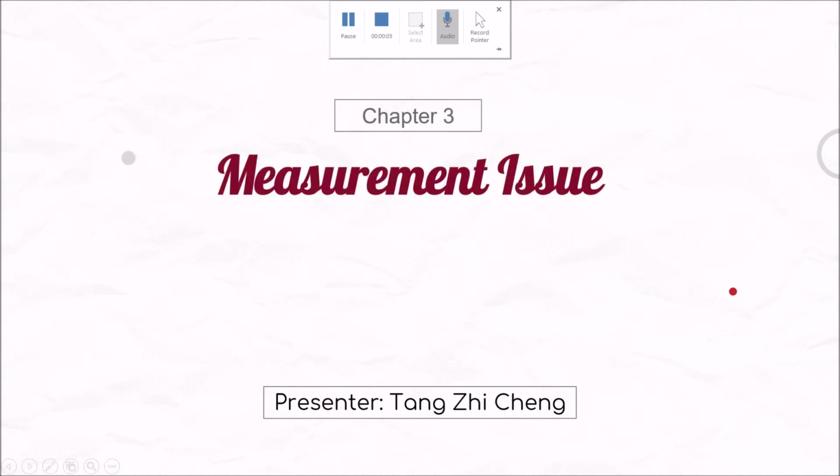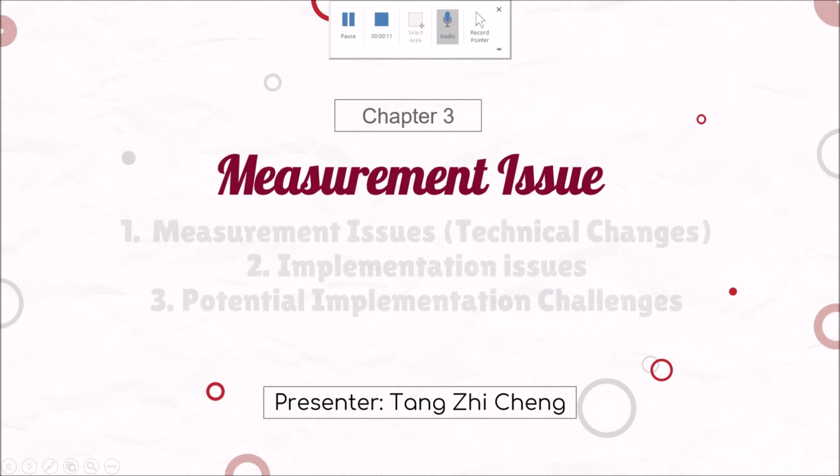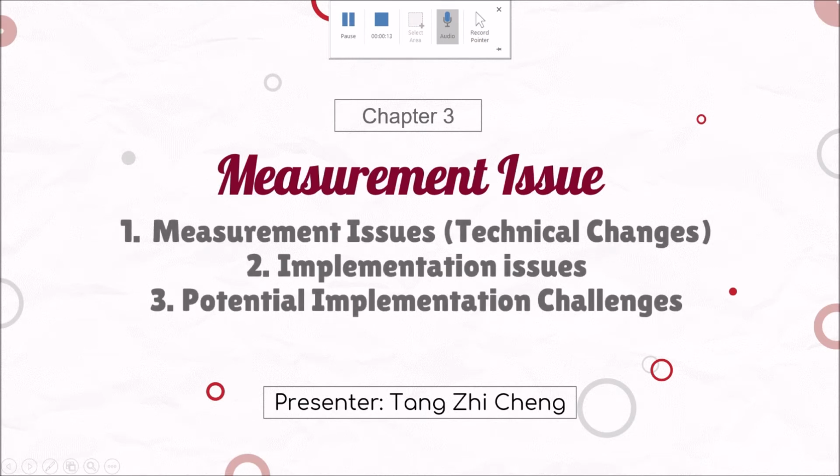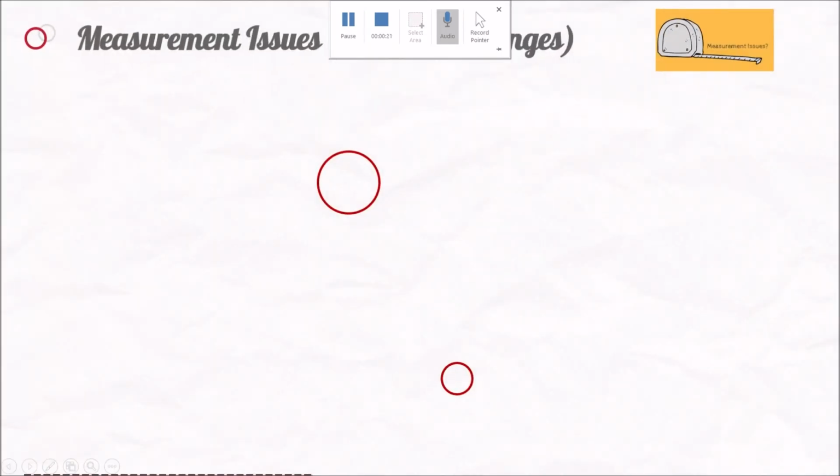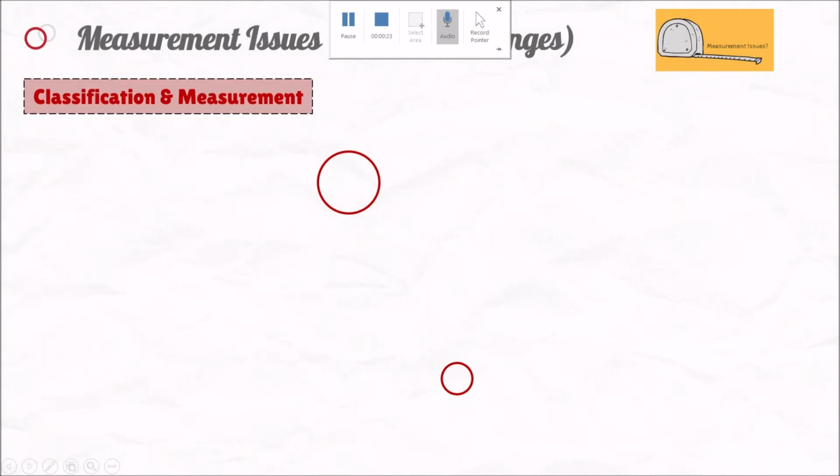Next, we are presenting on measurement issues of MFRS 9 Financial Instruments. Measurement issues will arise in terms of technical changes, implementation issues, and potential implementation changes. Firstly, measurement issues in terms of technical changes will be further expanded into 5 aspects.